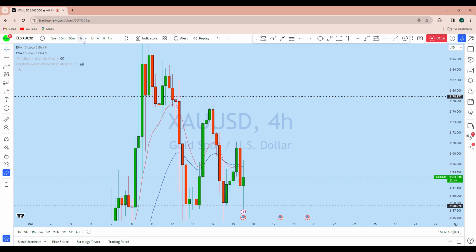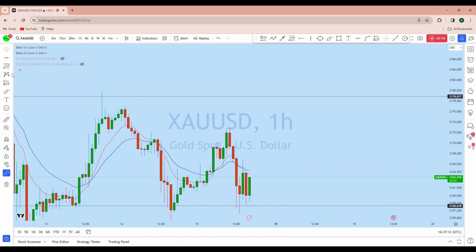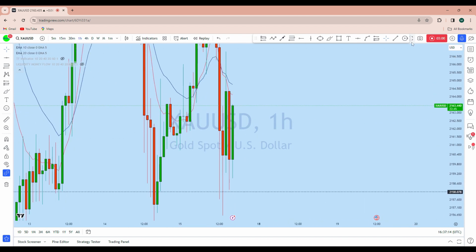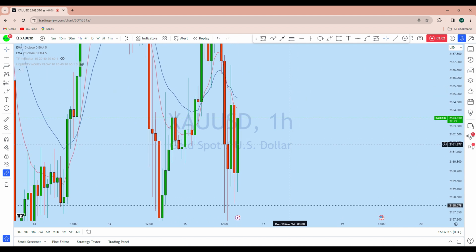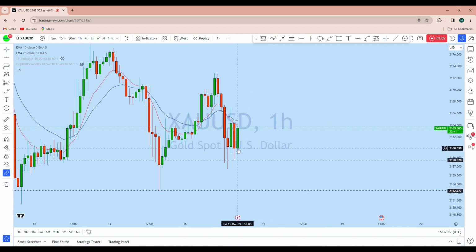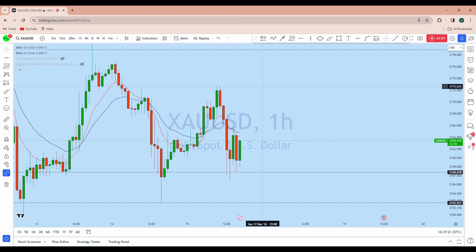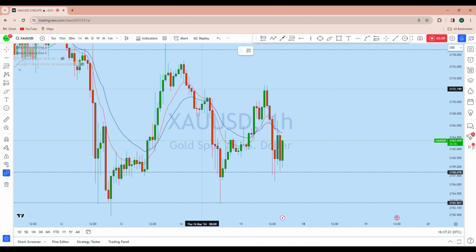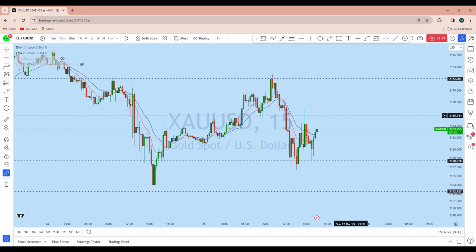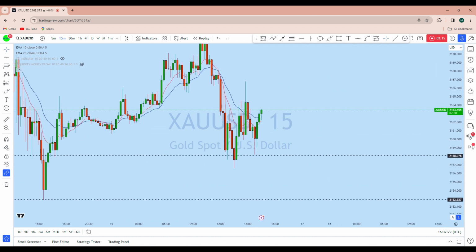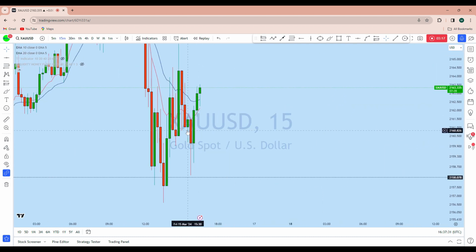Looking at the 1-hour and lower time frames, this is the 1-hour chart, where gold has got a rejection from the support level. Currently the price is bouncing to the upside, and I expect it to go ahead and test this level at least. Looking at the 15-minute chart, we can see the price has formed quite a few long wick candles in that area.